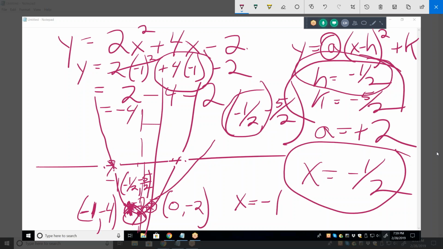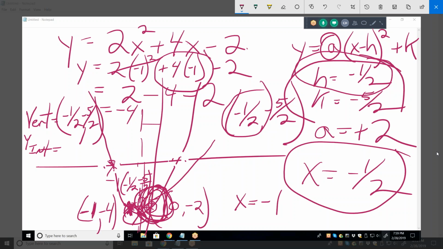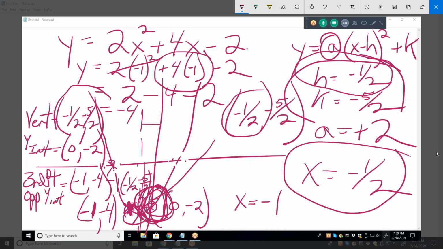And there are my 3 points. Here, let me spell it out. Vertex is -1/2, minus 5/2. The Y-intercept, which is this point right here, is 0, comma, -2. And the third point, which is opposite the Y-intercept, is -1, comma, -4. There's your 3 points. That's all you need to graph a parabola. When you have those 3 points, just make dots and draw a parabola through those 3 dots.